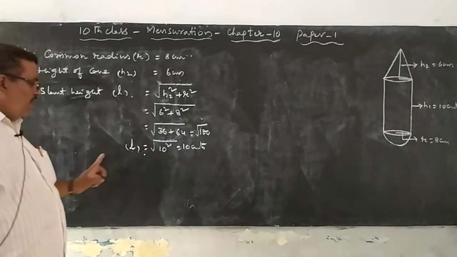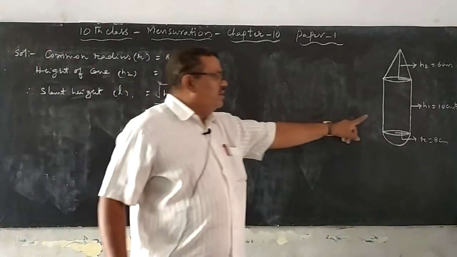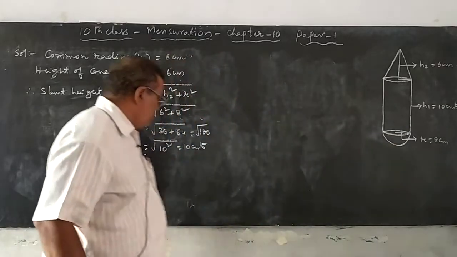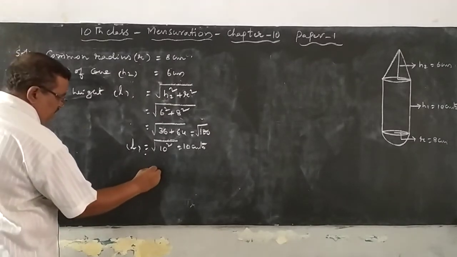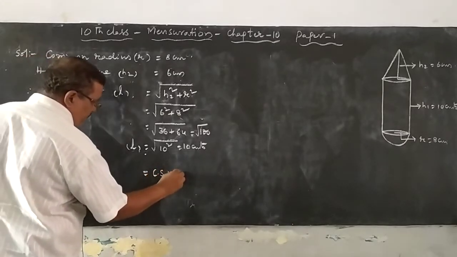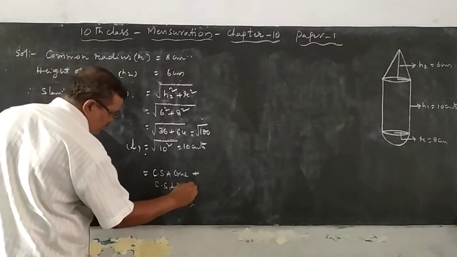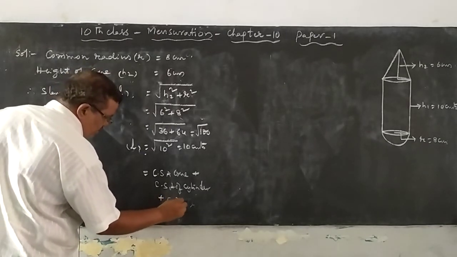So the CSA of the cone is given by the formula pi r L. CSA of the cylinder is 2 pi r H. CSA of the hemisphere is 2 pi r squared. So finally, the total surface area of the toy or object is the CSA of the cone plus the CSA of the cylinder plus the surface area of the hemisphere.